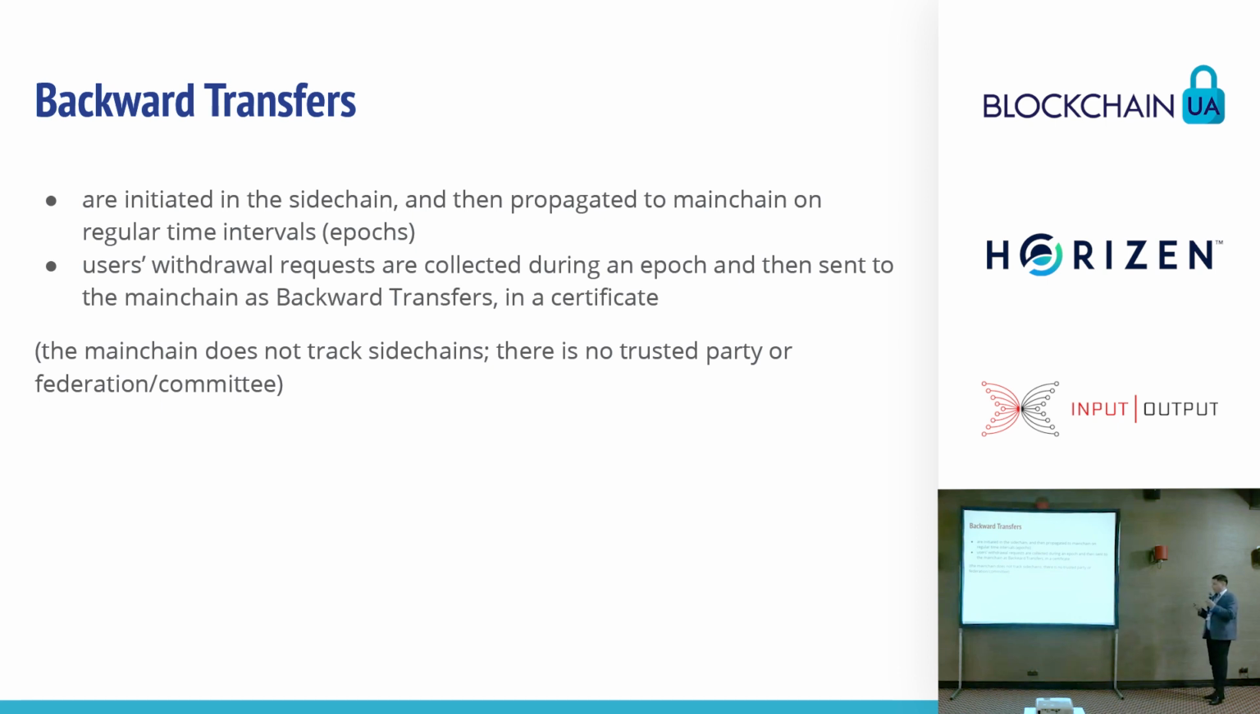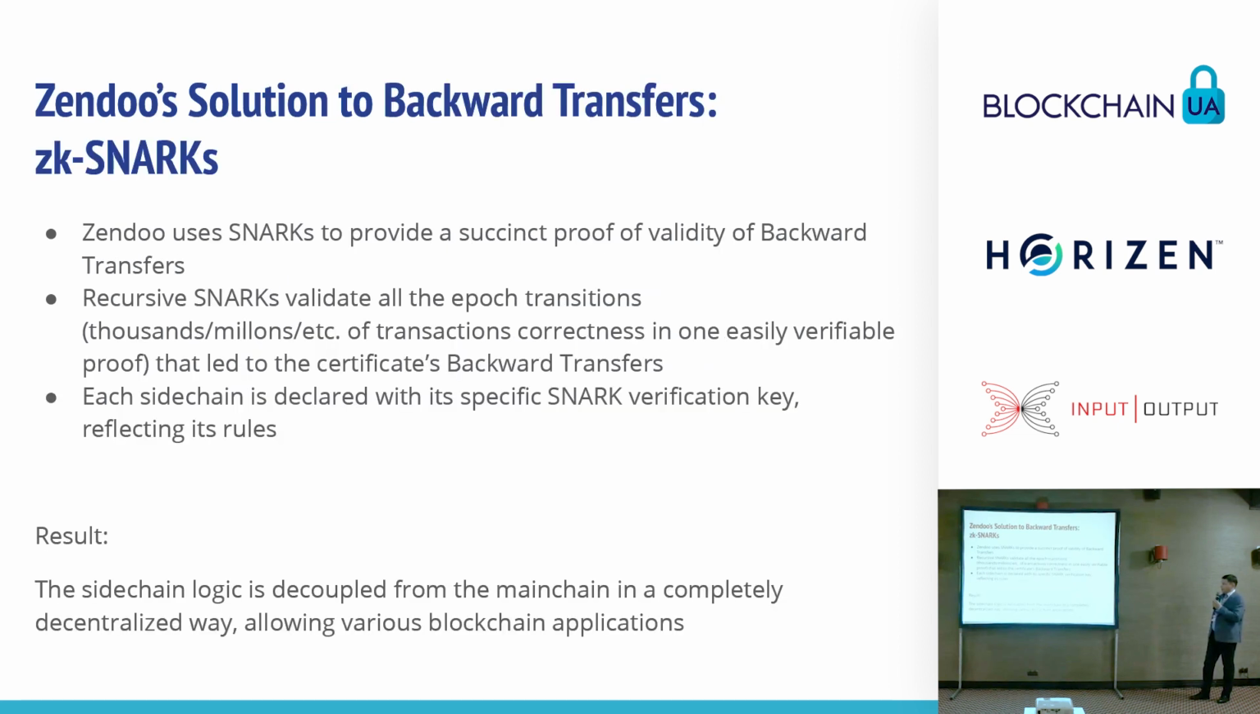So here we have no trusted party, and the main chain does not track sidechains at all. Moreover, the main chain doesn't know anything about the structure of sidechains. It even can be some centralized type of database or something like that. We don't put any limitations on that. We provide security guarantees in any situation. How do we get such functionality?